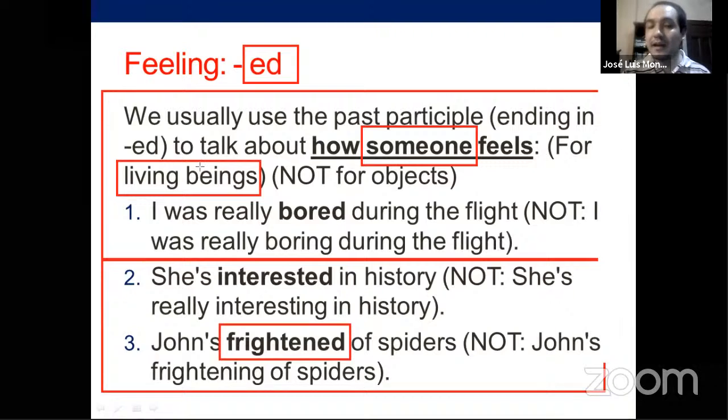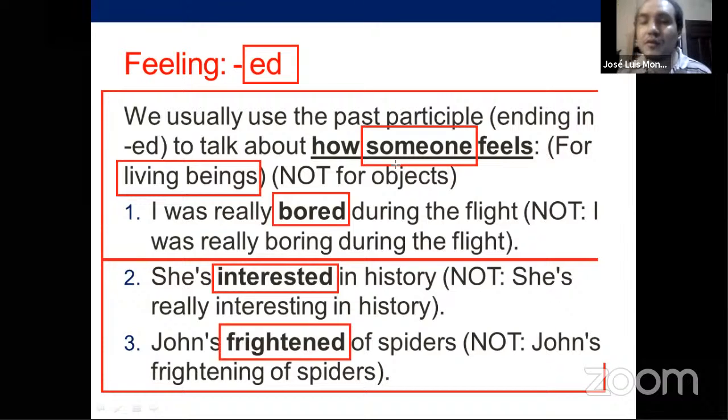Because people and animals feel. Some scientists are discovering if also plants can feel. We don't know, right? Of course, not in the same way as animals and people, but in the meantime, people and animals, all right? Living beings like people and animals with ed. It's incorrect if you use ed in an adjective with things. For example, all right, take that into account.